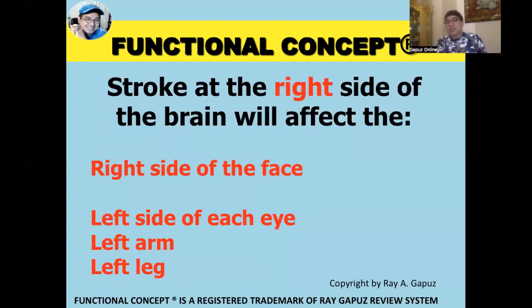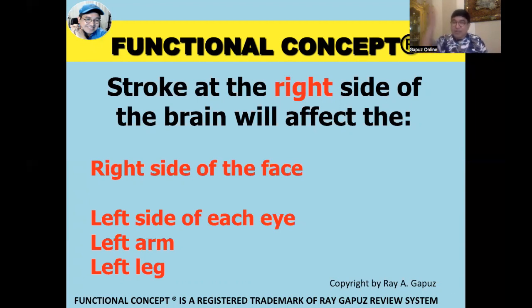So a stroke at the right side of the brain will affect the right side of the face, the left side of each eye, leading to homonymous hemianopsia, the left arm, and the left leg. We call this left neglect. Since the patient had a right side stroke, they would be unable to groom as well as to take care of the left side of the body.